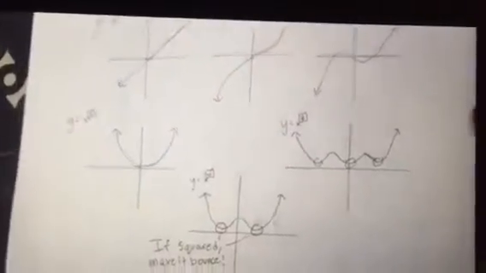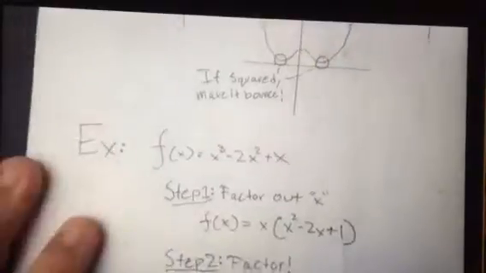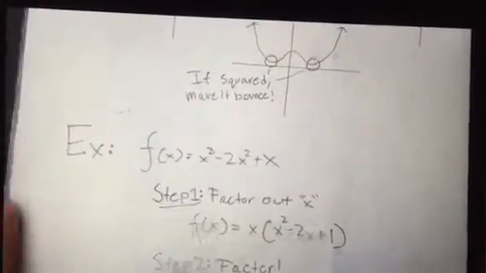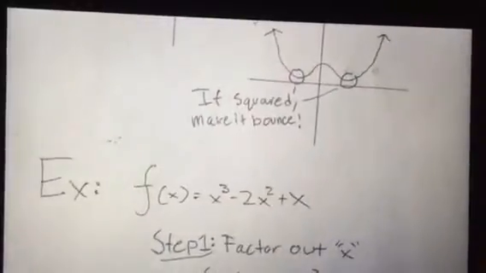So let's dive into our first example problem. We're going to start off. F of x equals x cubed minus 2x squared plus x. Well, that's kind of strange. Let's figure out how to graph it.